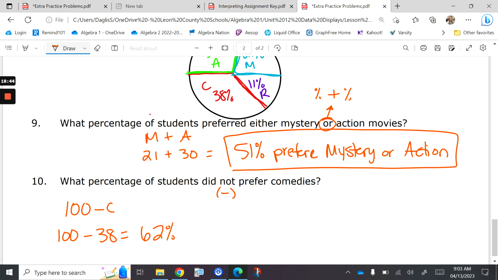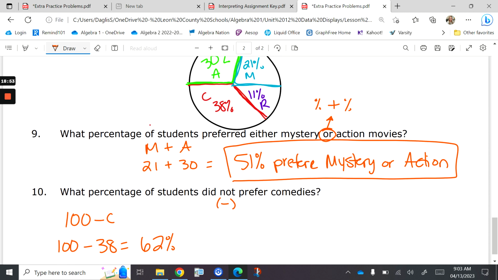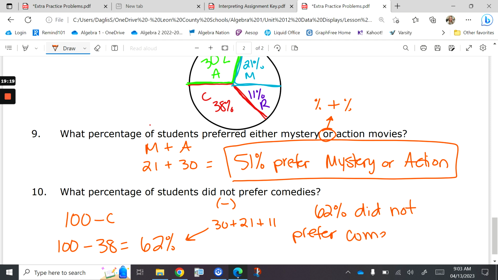What's our other way that we could have done it? Yeah, add up everything but comedy. So don't include comedy. So we could have added up action, mystery, and romance. And guess what? You'll get 62% again. So there's two ways to do that question. Both of them are going to get you the right thing. So we're going to say 62% did not prefer, that's how you spell that word, comedies. There we go.